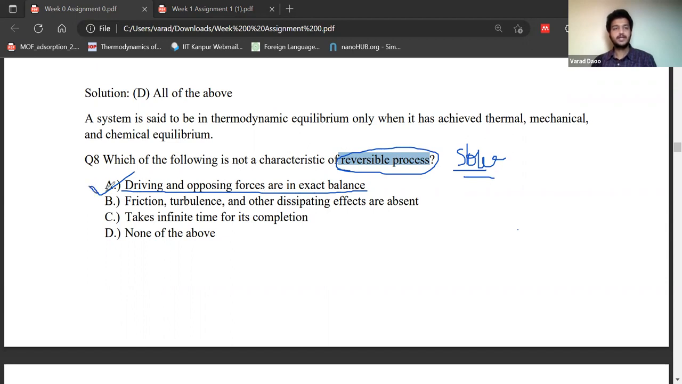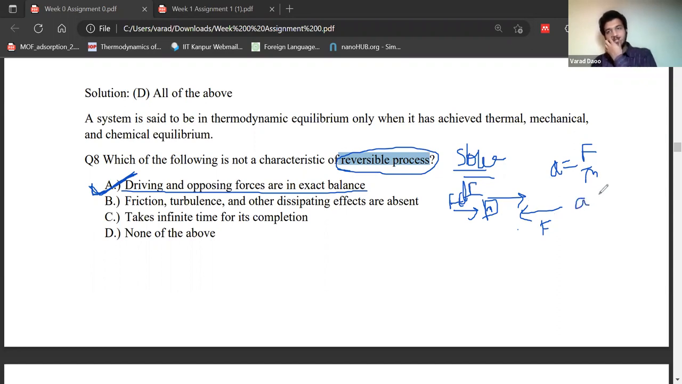That means this is a characteristic of a reversible process, because only when the difference is small. Let's say this is the block and we are trying to displace it using this force F, and there is no opposing force, and this mass is m, so it will move very fast with an acceleration a equal to F by m. But when there is F plus dF here, and F is the opposing force, then the acceleration will be dF by m. So if there is only a slight change in the force, then we can say it's a reversible process. So this is a characteristic of reversible process.